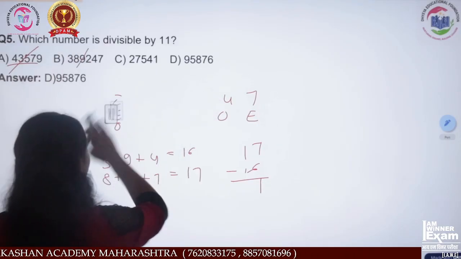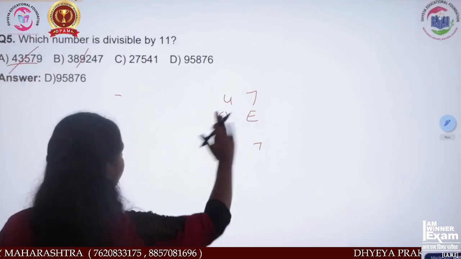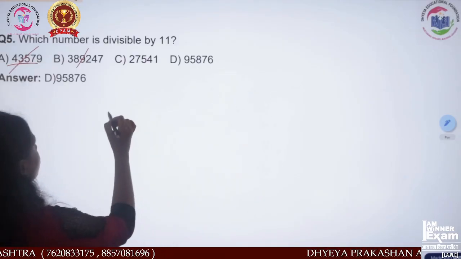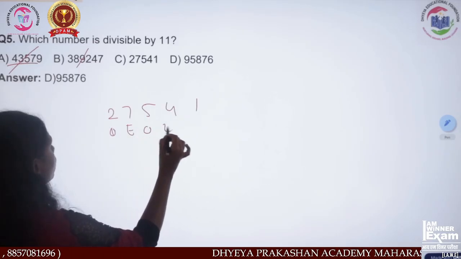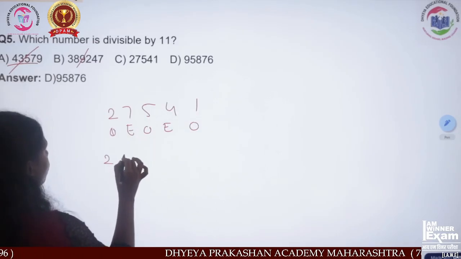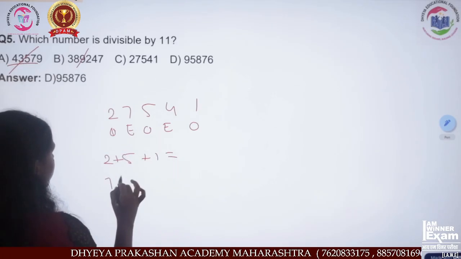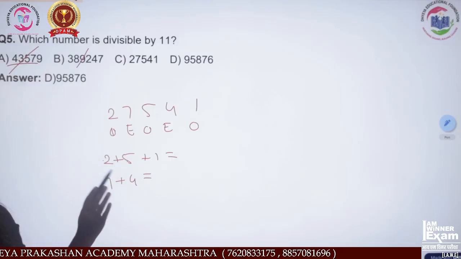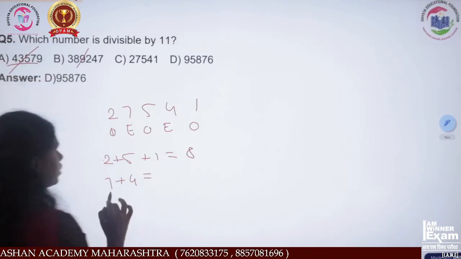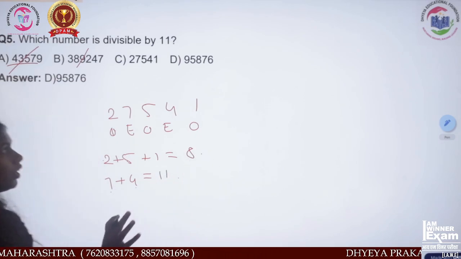In the same way, you have to do the next one, that is 2 7 5 4 1. Odd, even, odd. So 2 5 1, and then 7 and 4. Now here 2 plus 5 plus 1 is 8, and here 7 plus 4, you will get 11. If you subtract this, you will not get 0.